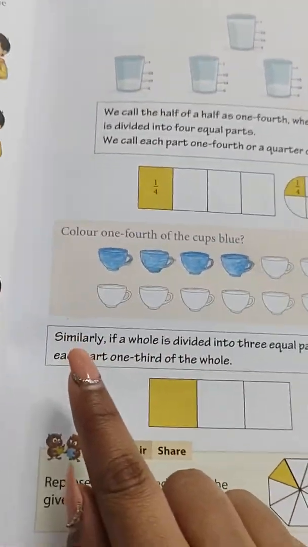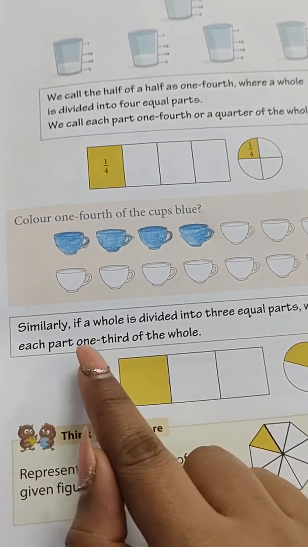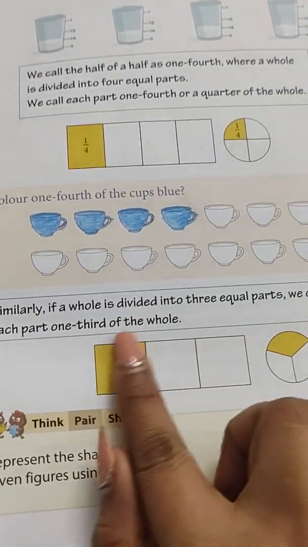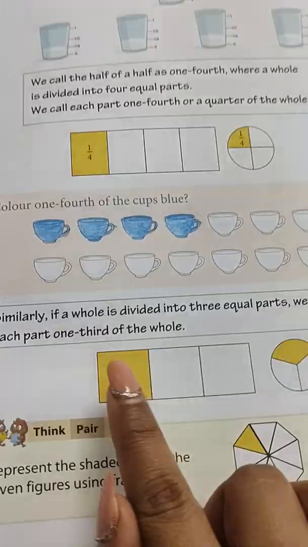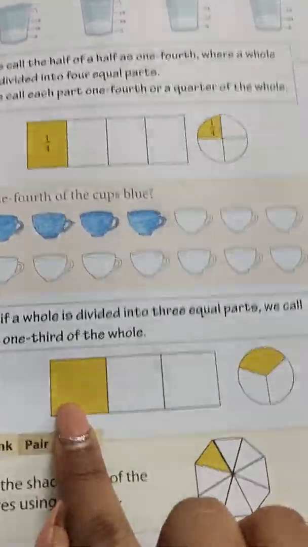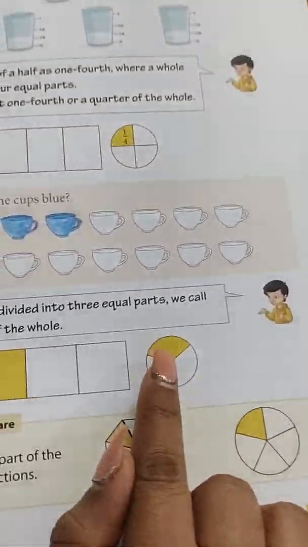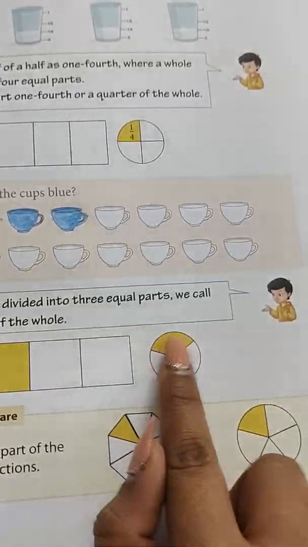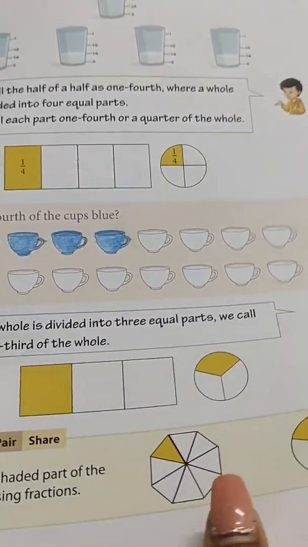Now the next concept that we will be studying is 1/3, in which the shape will be divided into 3 equal parts. 1 2 3, 1/3 part is shaded. Here also the circle is divided 1 2 3 and 1/3 part is shaded. That we will be doing afterwards.